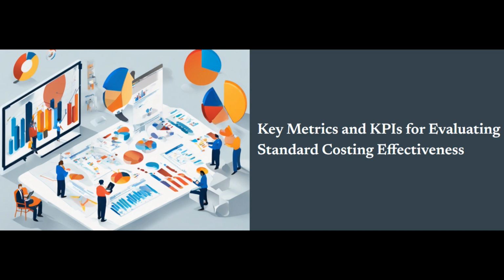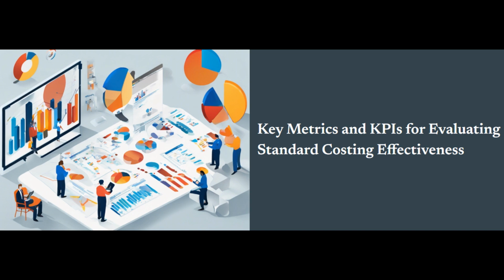Cost variance analysis. At the heart of any standard costing system is the ability to analyze cost variances, the differences between actual costs and the predetermined standard costs. By closely monitoring these variances, organizations can identify operational inefficiencies, detect changes in market conditions, and take corrective action to improve their financial performance. The primary cost variances to track include material price variance, the difference between the standard price and the actual price of materials.